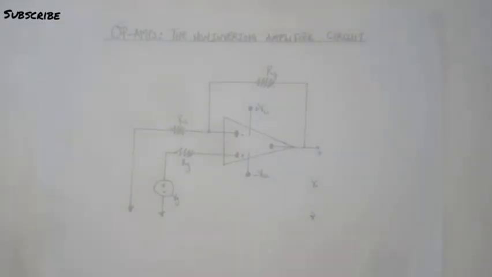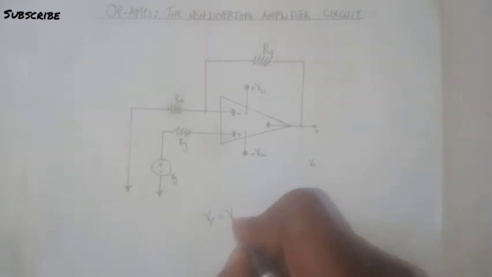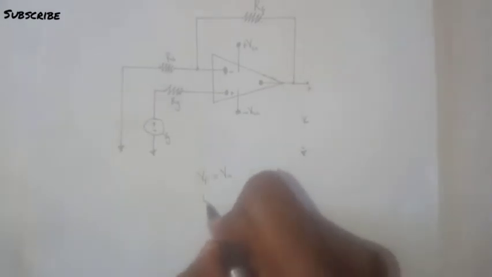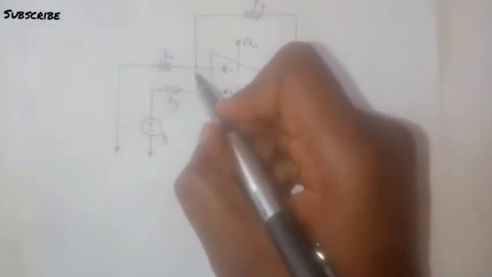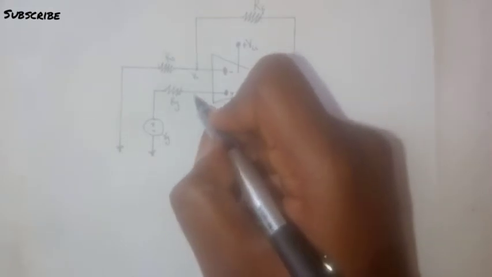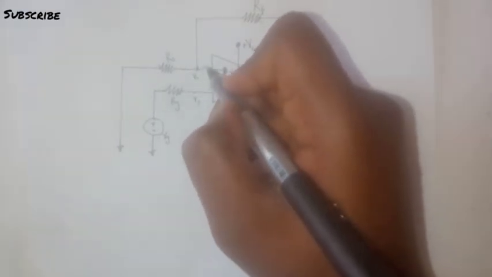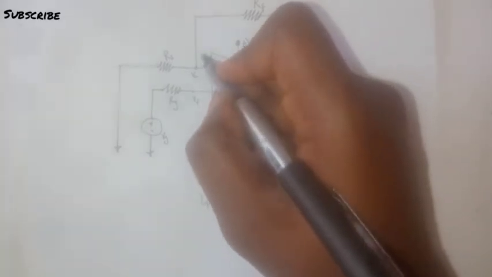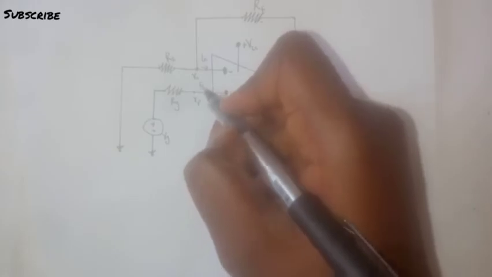So we start out with our constraints, that is Vp equals Vn, and Ip equals In, which is equal to 0. Now Vn is the voltage at this node. Vp would be the voltage at this node. In is the current flowing here, and Ip is the current here.